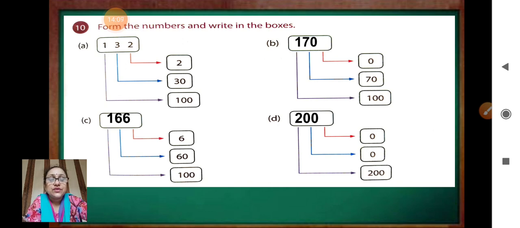Okay children, with this we have completed this expanded form and short form.